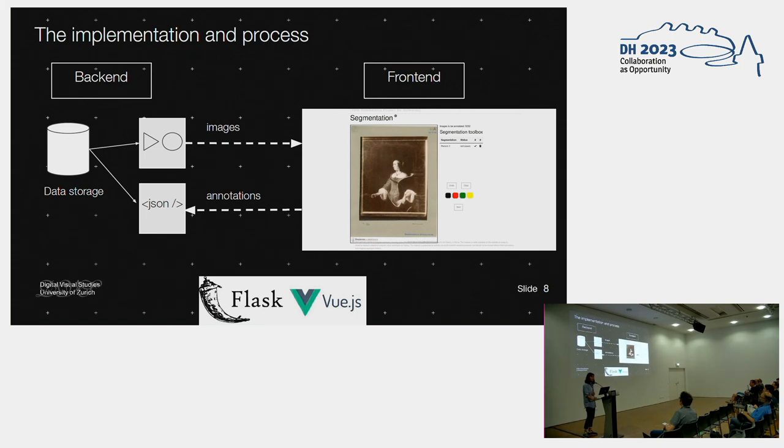And then for the implementation process of the platform, I will go very briefly on that, we used the Flask and Vue.js frameworks. On the back end, we have on a server everything implemented with Flask, the data storage with, on the one hand, the images, on the other, the annotations. And basically, on the front end, you have the application that is making a request to get the image, and then it is annotated, and the annotation is pushed back to the server and processed there and stored there under a JSON format, which is the common format for these annotations.